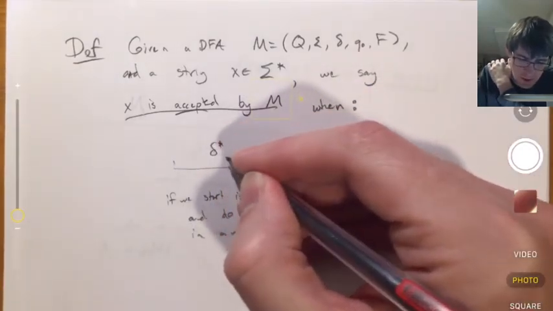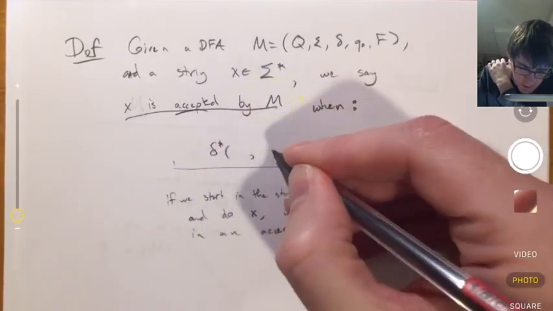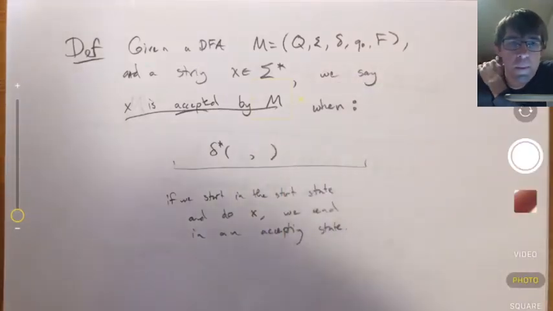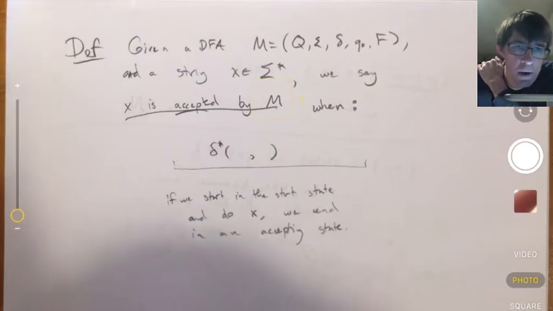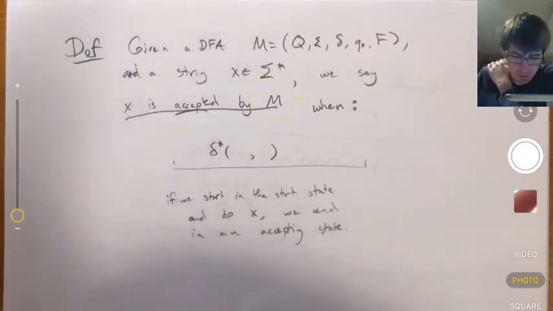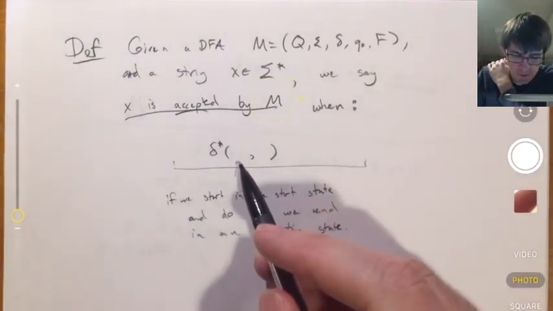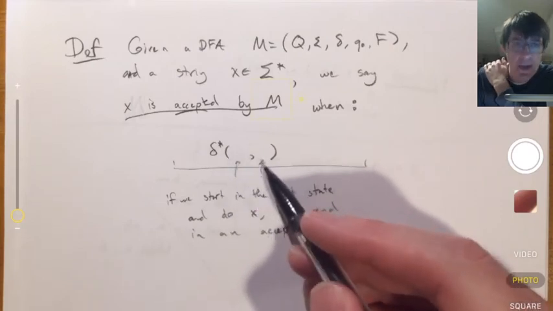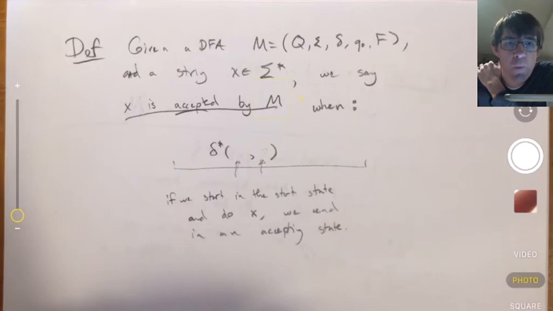There should be a delta star in here. And if there is a delta star in here, it better have two things in there. Delta star, remember, means if you start somewhere and you do something, right? What you put here is the starting state, wherever you're starting, and then this is the string which you're actually reading. What do you think? What should I put in those two parts, just to translate the words down there?